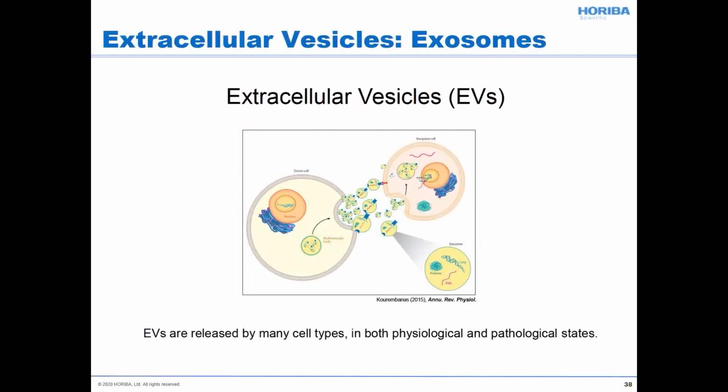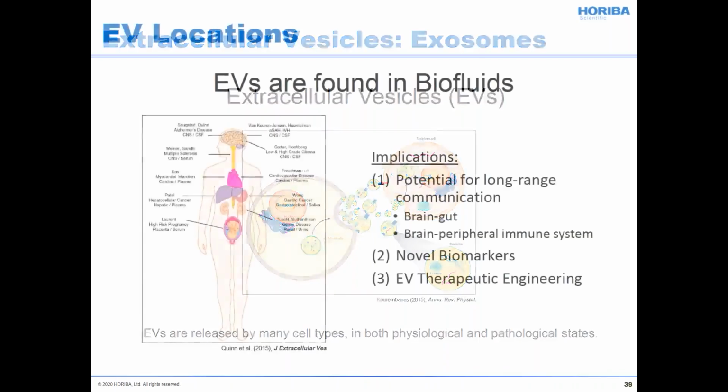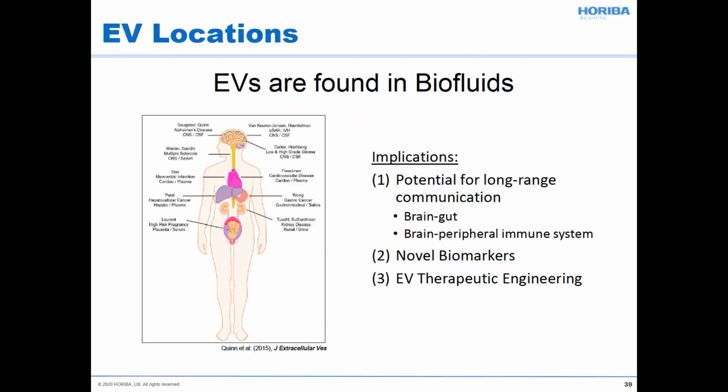Okay, shifting gears from viruses, which kind of unusual or should be unusual in your body, to something that's very common, which are extracellular vesicles. These are vesicles that are released by many different cell types, both during your normal life as well as in pathological states. Extracellular vesicles are found in all sorts of biofluids. You'll find them in blood, you'll find them in bile, and it gives you a potential for long-range communication, brain to gut, brain to peripheral immune system.